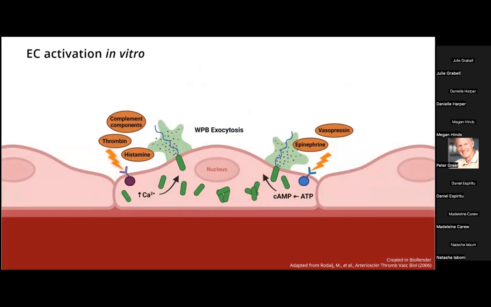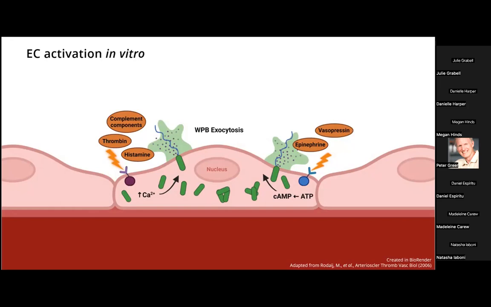So this endothelial cell activation can be mimicked within the lab by the use of various agonists that act on different pathways within the cell. So stimulation with histamine, thrombin, and complement components work to increase intracellular calcium ions, and this results in a release of Weibel-Palade body proteins. In contrast to that, compounds such as epinephrine and vasopressin will work through a cyclic AMP-mediated pathway, which also leads to Weibel-Palade body exocytosis.